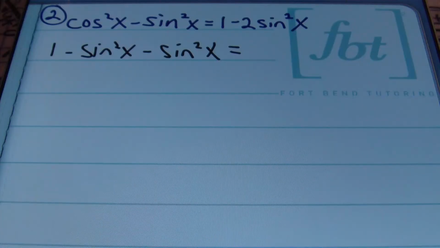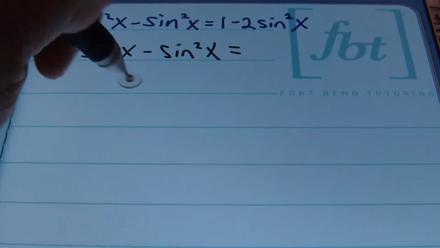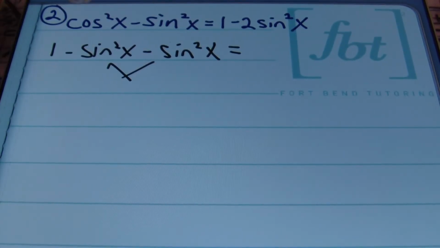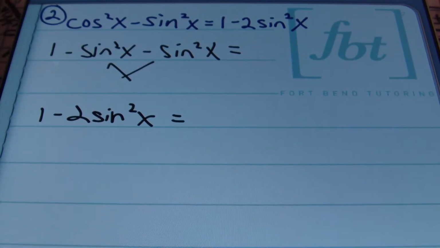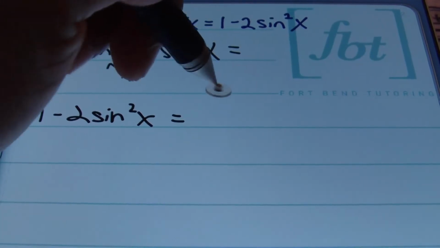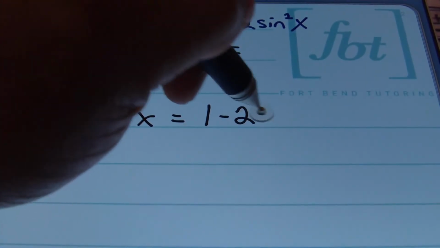All right, so what I can do now is I can combine my like terms over here. You see that? I have a negative sine squared x and another negative sine squared x. I'm going to combine those. So I'll be bringing down 1 minus 2 sine squared x, and I'm done. Yeah. So that's it. All I had to do was make the left side equal to the right side. So I used my Pythagorean trigonometric identity, and that was it. Left side equals to the right side.